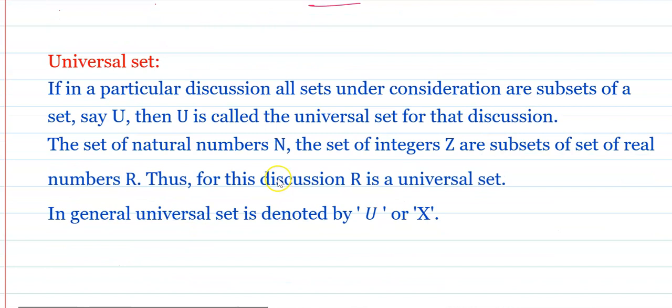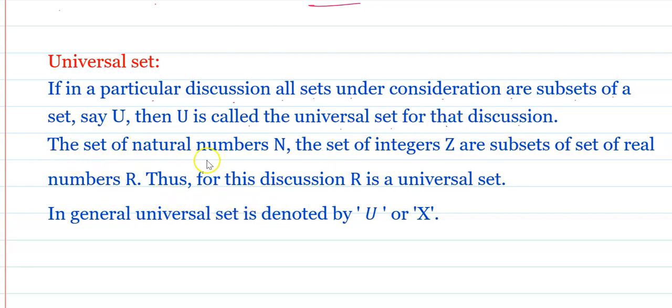Now the next, universal set. This is also very important in a particular discussion. Means what? If we are considering all the books in our library, all the books of 9th standard, all the books of the 11th standard, this is the particular discussion. If in a particular discussion all the sets under consideration are subsets of a set, say U, then U is called the universal set for that discussion.